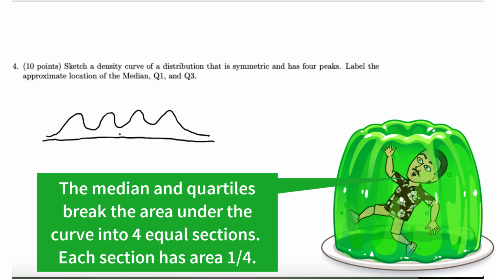The median splits our region in half, 50% to the left, 50% to the right. Q1 cuts out the bottom quarter, and Q3 cuts out the top quarter. So Q1, M, and Q3 break up our region into 4 sections. Each of these sections has 1/4 of the area, and the total area under the density curve is 1.